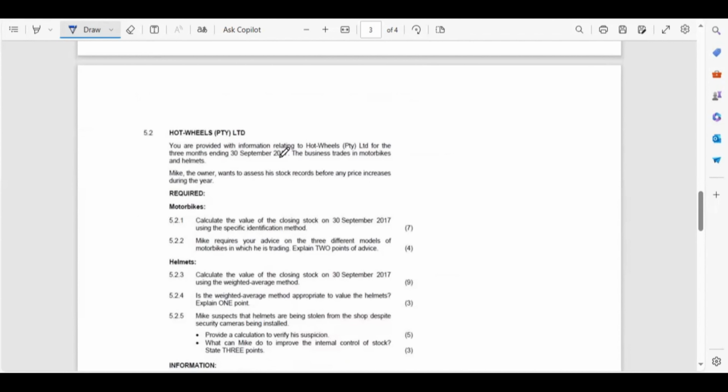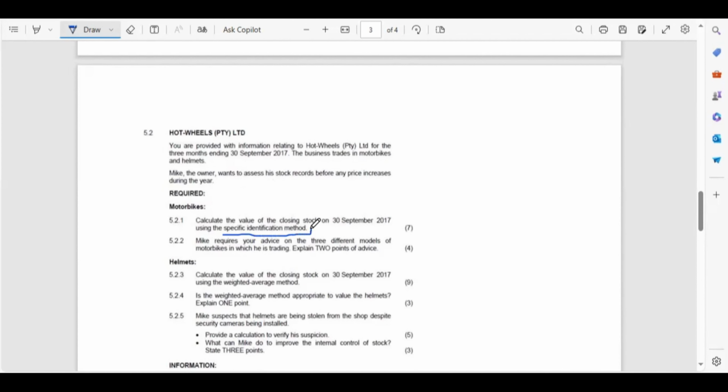Now, they say you are provided with information relating to Hot Wheels for the 3 months ending 30 September 2017. Now, the business trades in motorbikes and helmets. Now, Mike, the owner, wants to assess his stock records before any price increase during the year. Here they want us to calculate the value of our closing stock using the specific identification method.